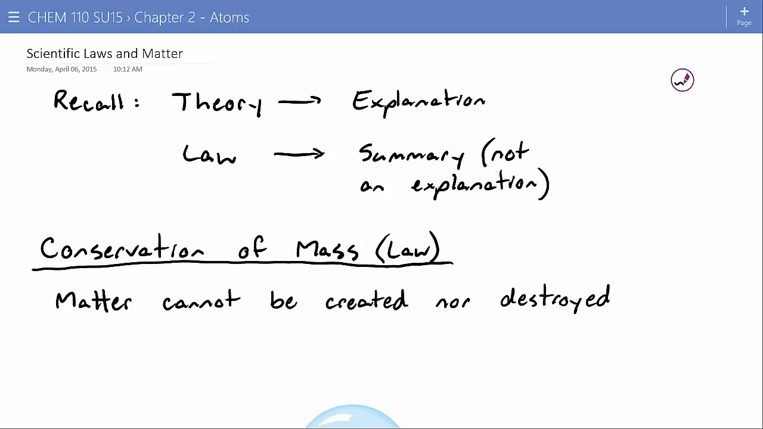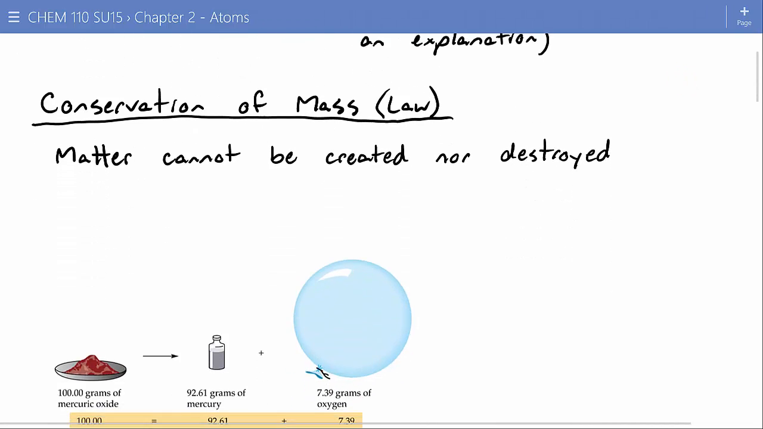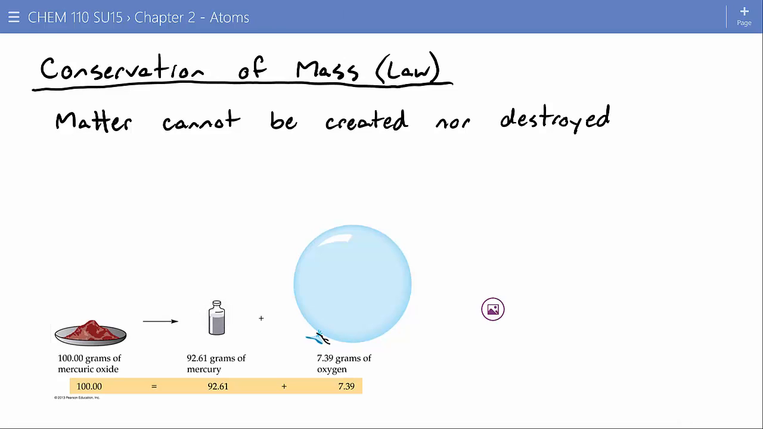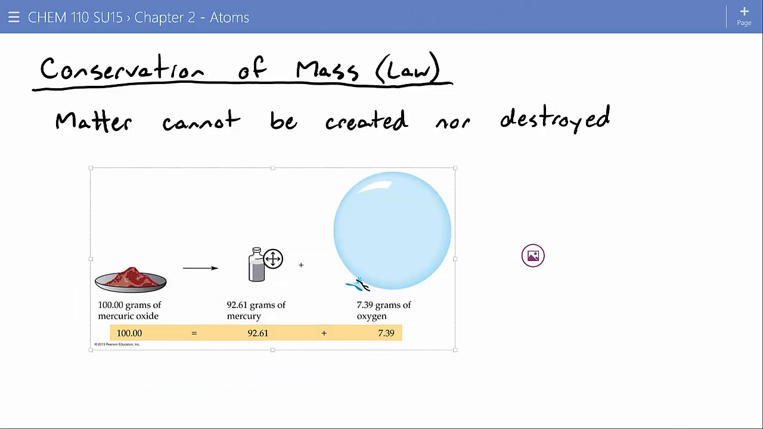And it's a pretty simple thing to measure. And we actually get to do this during our next lab using a different chemical reaction. But let's take this example out of the book. If we take 100 grams of mercuric oxide and we decompose it, we will form 92.61 grams of mercury and 7.39 grams of oxygen. So you can actually weigh out that oxygen that you've collected in a balloon.